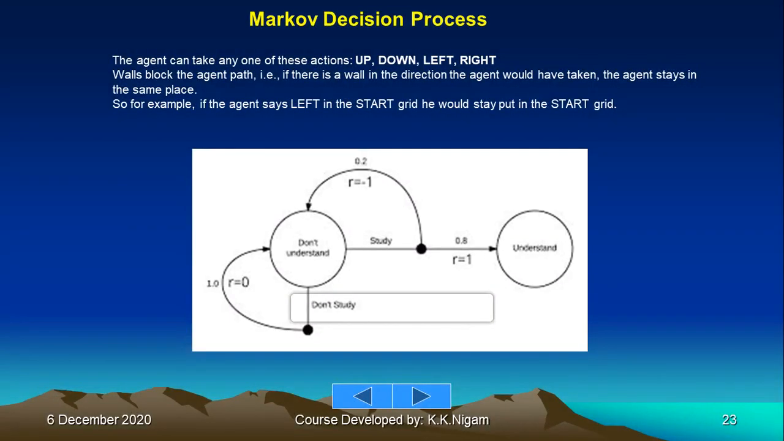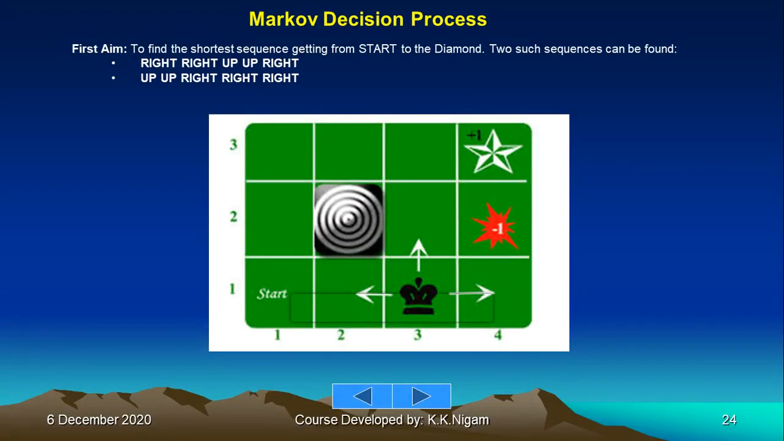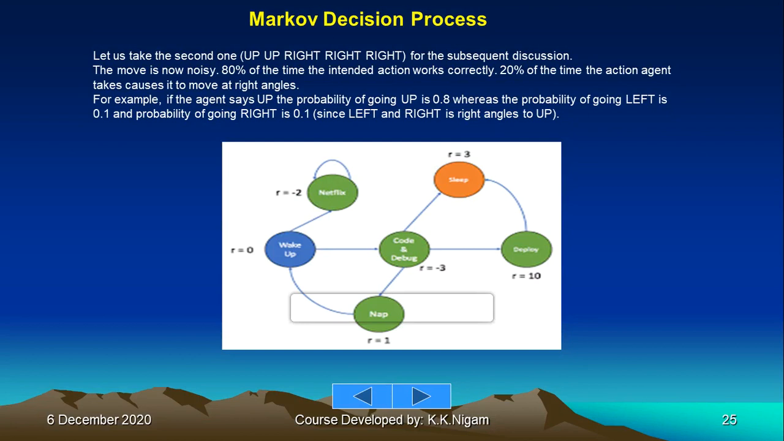Now the agent can take any one of these actions: up, down, left, right. Walls block the agent's path, and if there is a wall in the direction the agent would have taken, the agent stays in the same place. So for example, if the agent says left in the start grid, he would stay put in the start grid. First aim to find the shortest sequence getting from start to the diamond. Two such sequences can be found: right, right, up, up, then right again; second is up, up, right, right, right. So whatever suits, you can go for that. Let us take the second one, that is up, up, right, right, right, for the subsequent discussion.